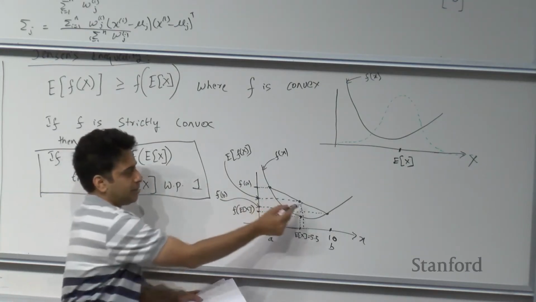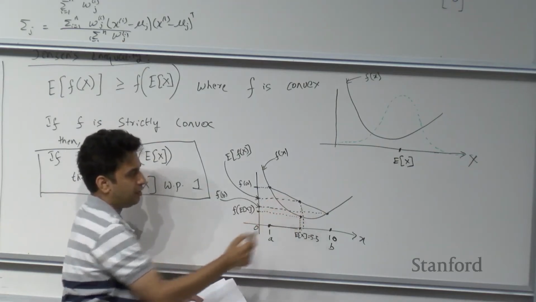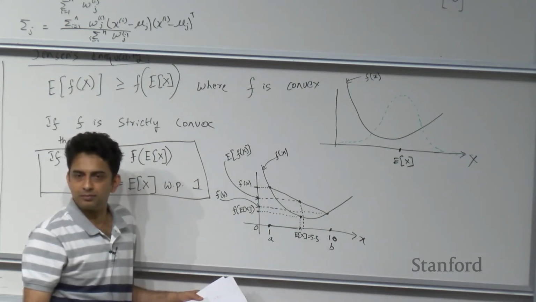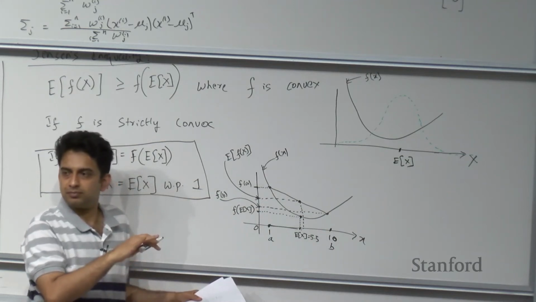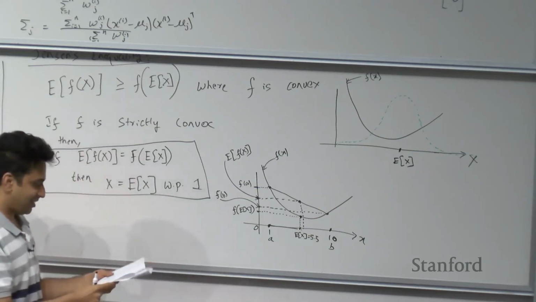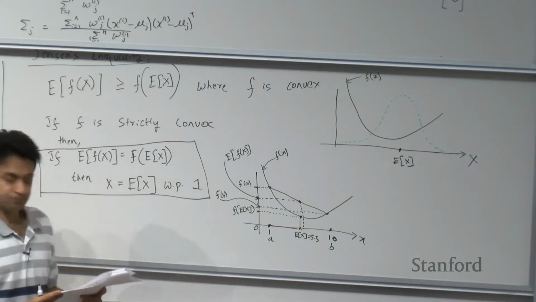Right? The expectation of f of x is higher than f of expectation of x. Kind of understood? All right. Okay, let's move on. And it also tells us that if f is strictly convex, right?